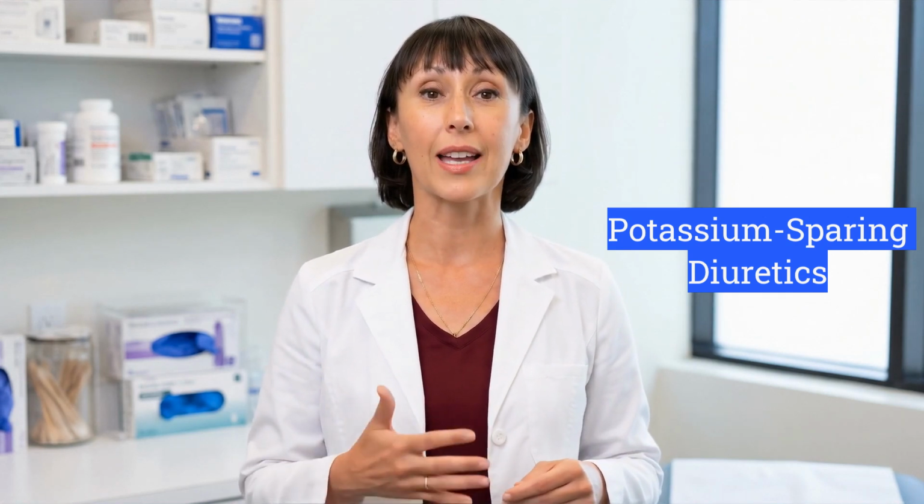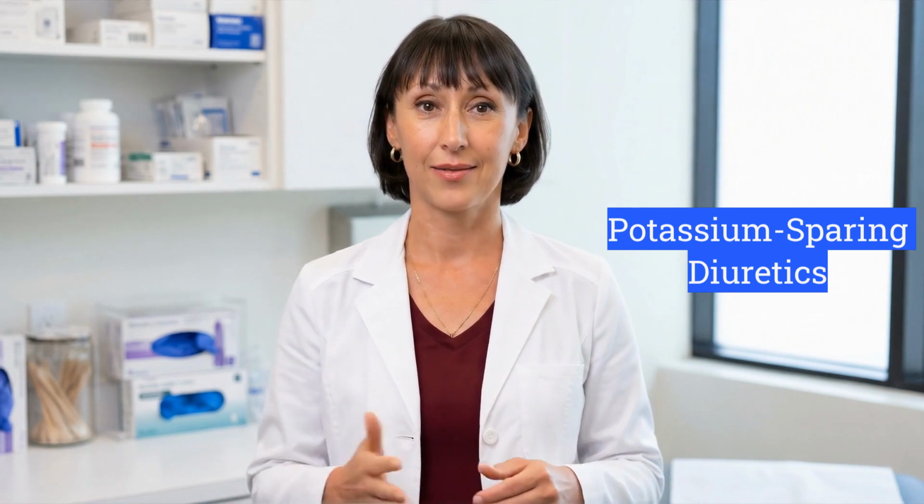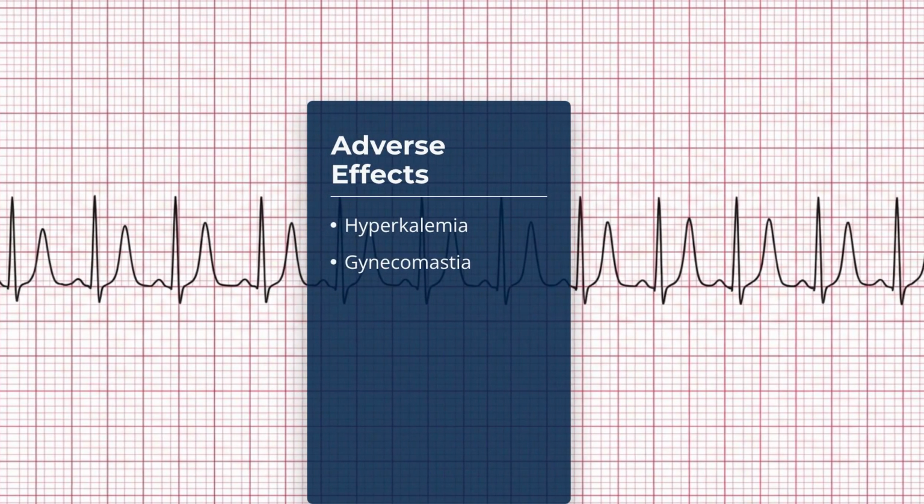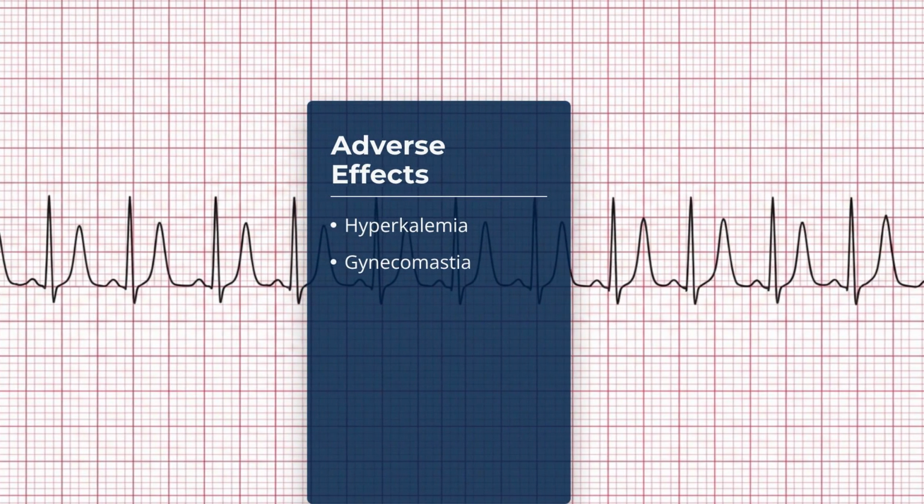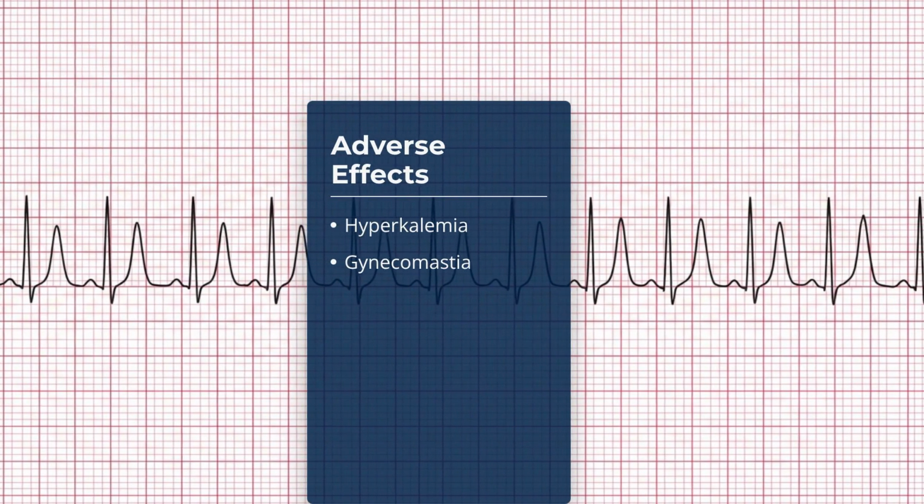These work by blocking aldosterone in the collecting duct. The biggest risk here is hyperkalemia. Unlike the others, these keep potassium in the body, which can lead to dangerous cardiac arrhythmias. Nurses should advise patients to avoid salt substitutes, which often contain potassium, and monitor for endocrine effects like gynecomastia.